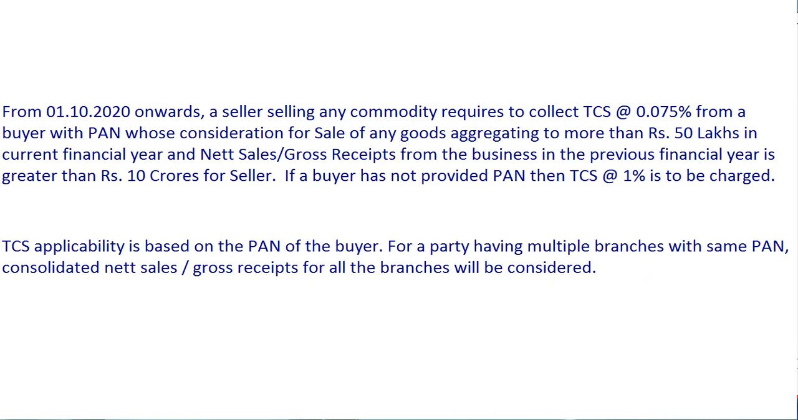From 1st October 2020, there are certain new rules applicable for TCS. Under these rules, a seller selling any commodity to a party is required to collect TCS at the rate of 0.075% if the buyer has a PAN number and at the rate of 1% if the buyer does not have a PAN number. This is again based on two conditions.